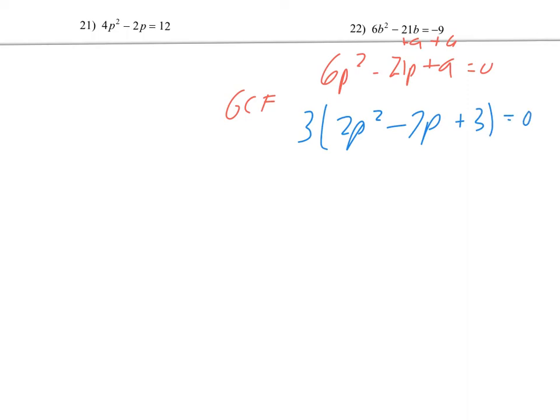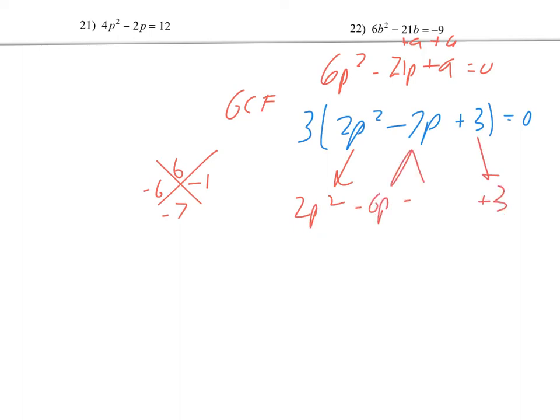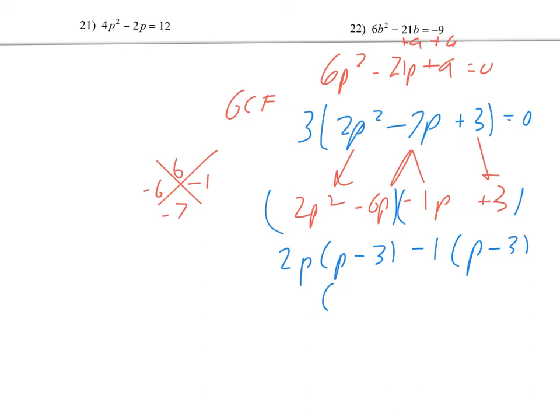And so now I'm just going to factor the inside. I'm going to use the x here, multiplying to 6 and adding to negative 7. So that's going to be negative 6 and negative 1. However, once again, since I have this 2p squared number out front, I have to do my grouping technique. So I'm just going to do this as negative 6p and negative 1p. So I'll group it up. And then the first group I can take out 2p, leaving me with p minus 3. The second group, I'm going to take out a negative 1, which also leaves me with p minus 3. So I get 2p minus 1 for the outside, p minus 3 for the inside.